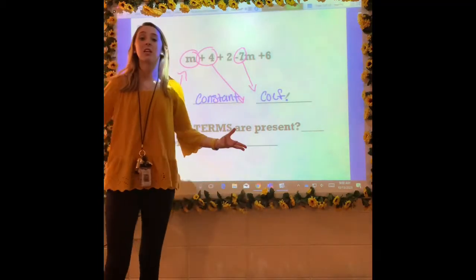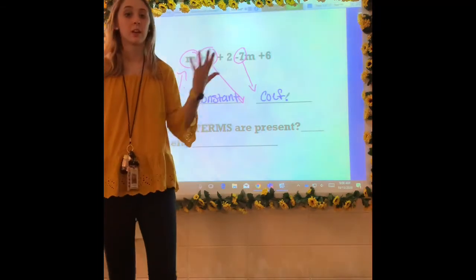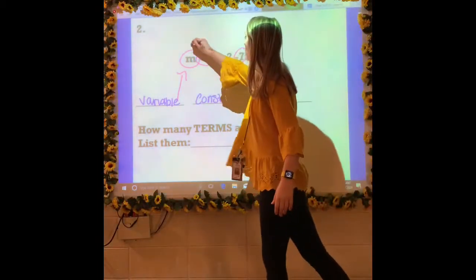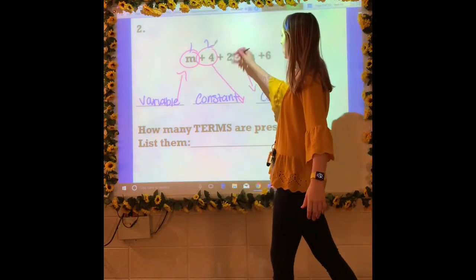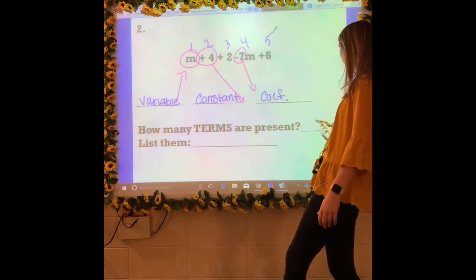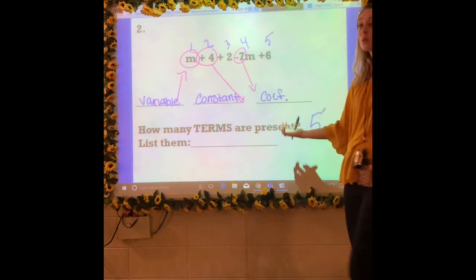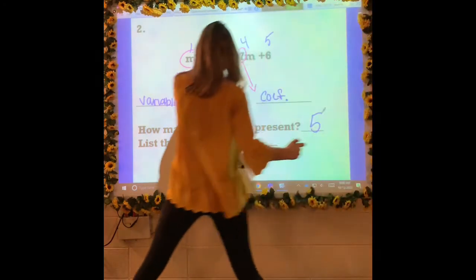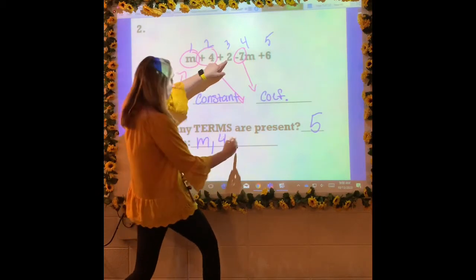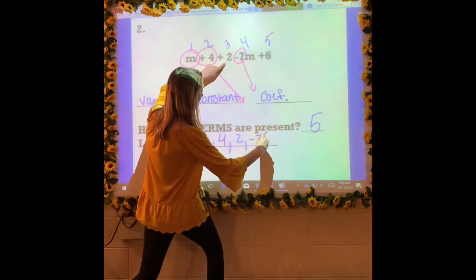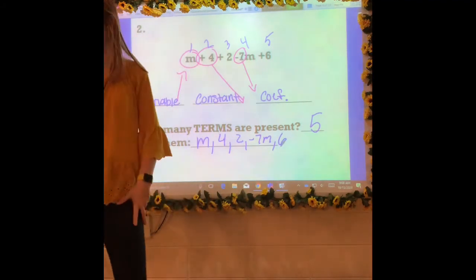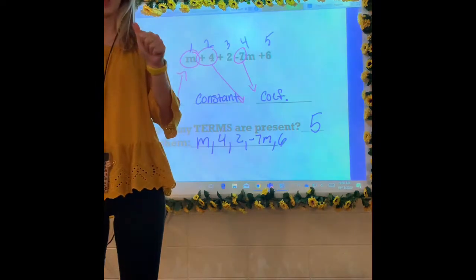All right, and it goes back to those same questions. How many terms are there? Terms are separated by addition and subtraction signs. So we have 1, we have 2, we have 3, 4, and 5. So we have 5 terms, and then it wants us to list them. So we numbered them, but our terms would be n, 4, 2, -7n, and 6. So those are our terms. Moving on. I hope y'all are feeling good.